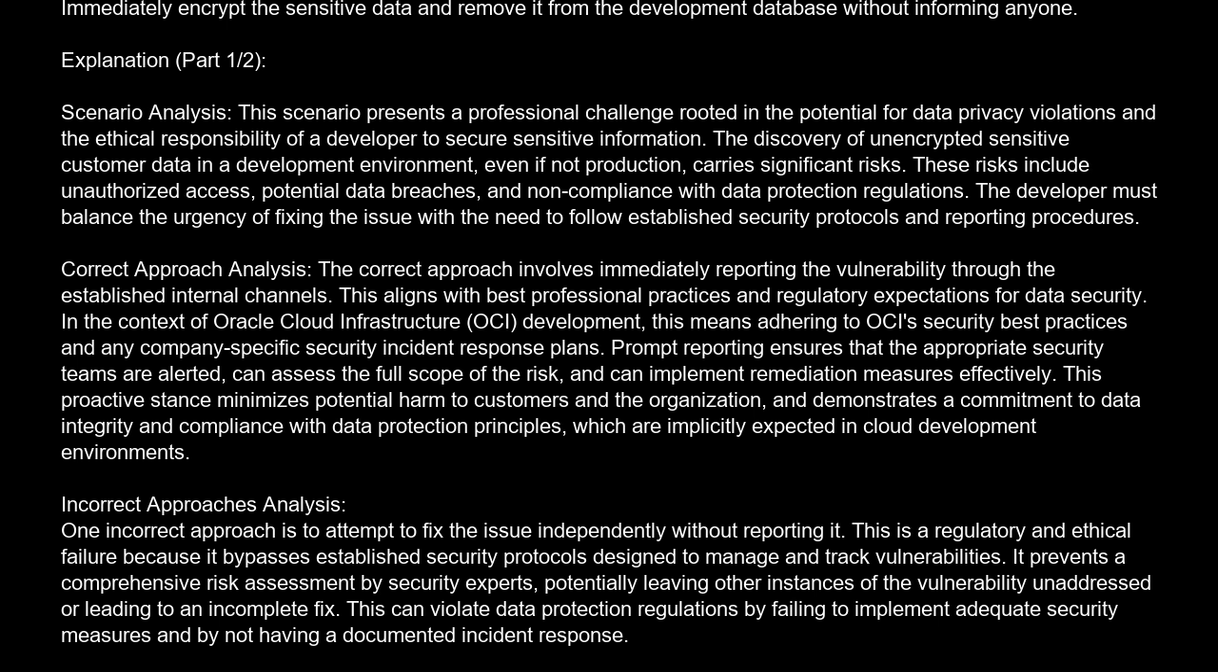It prevents a comprehensive risk assessment by security experts, potentially leaving other instances of the vulnerability unaddressed or leading to an incomplete fix. This can violate data protection regulations by failing to implement adequate security measures and by not having a documented incident response. Another incorrect approach is to ignore the issue, assuming it is contained within the development environment and poses no immediate threat.